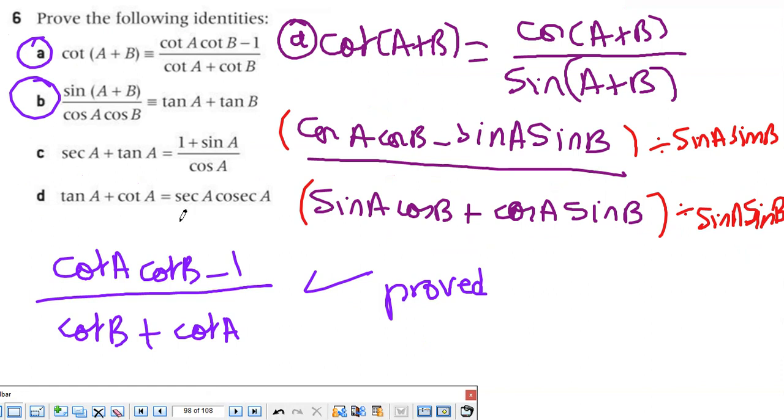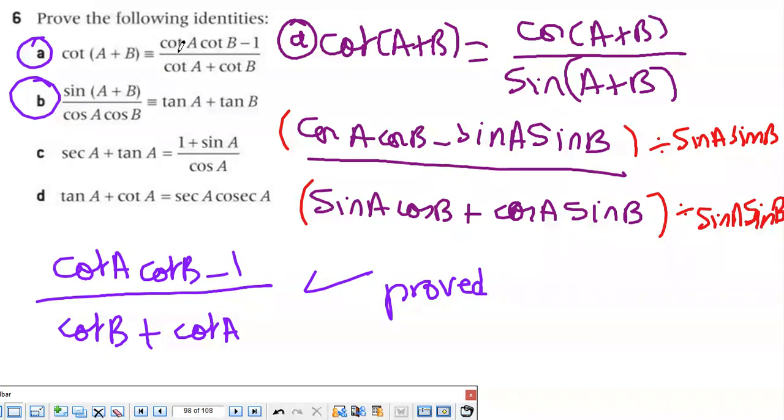Prove the following identities. I will not do it all. I just picked the one that's a little bit complicated. Cotangent A plus B: I want to prove that it's equal to cotangent A cotangent B minus 1 over this one. So first, cotangent A plus B is cosine over sine. Excellent. And then we know the formula we develop: cosine A cosine B minus sine A sine B over sine A cosine B plus cosine A sine B. Now let's compare where I want to reach.